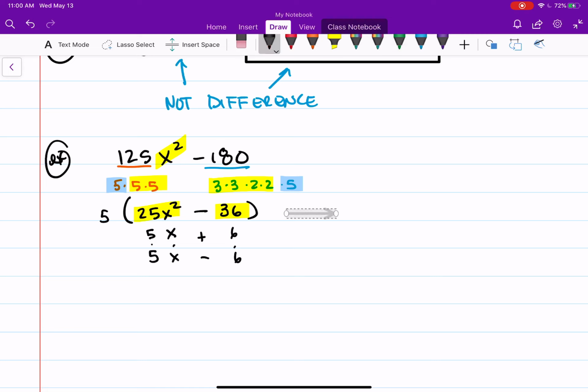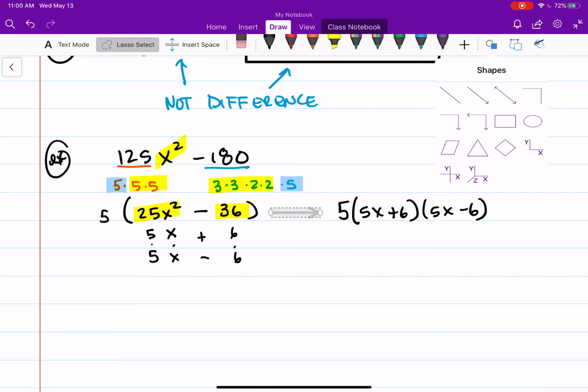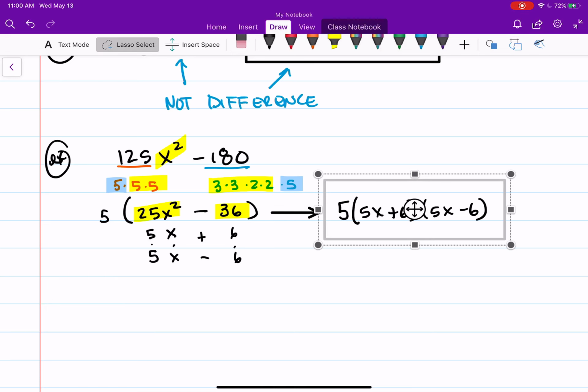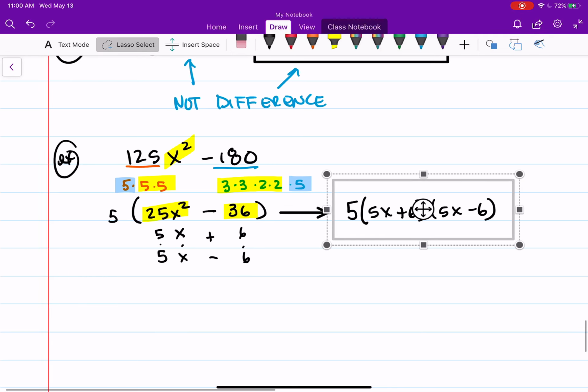I have a 5x plus 6 and a 5x minus 6. And there we go. Oh! Forgot the 5. Can't forget the 5. There we go. And there we go. Okay. Hopefully that helps.